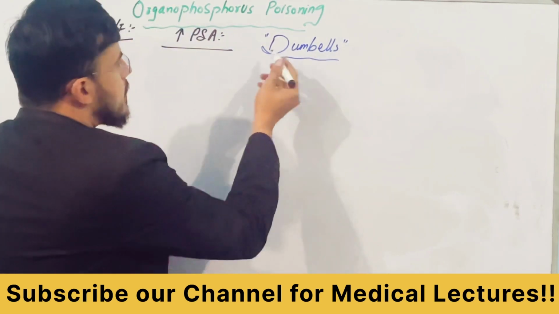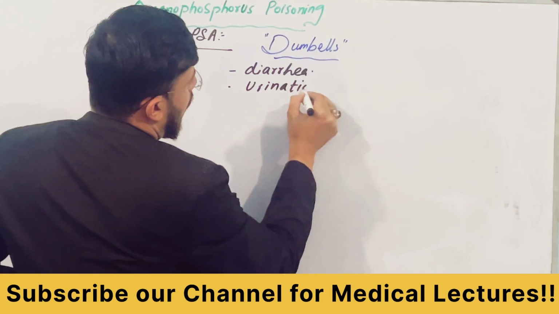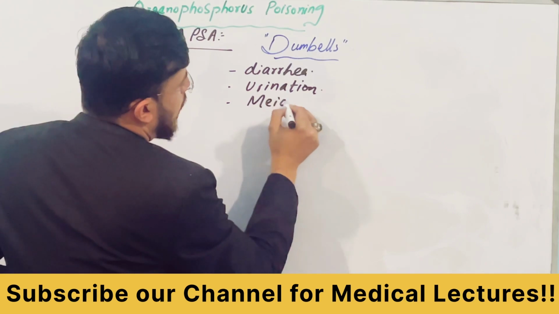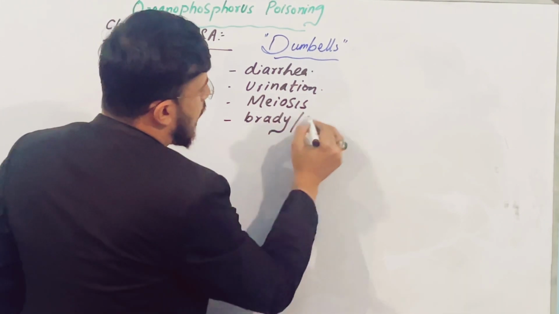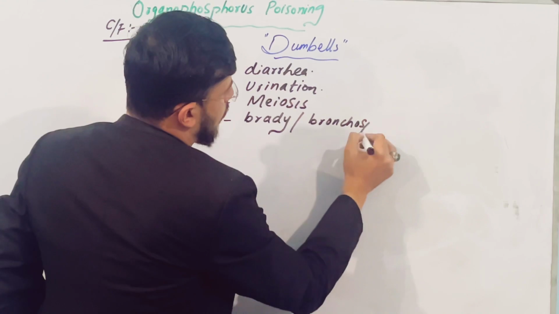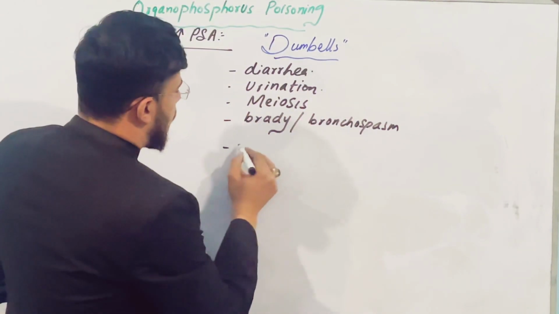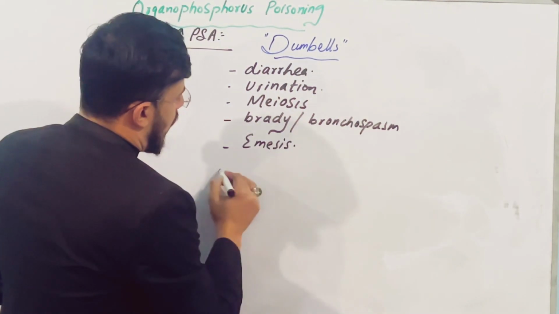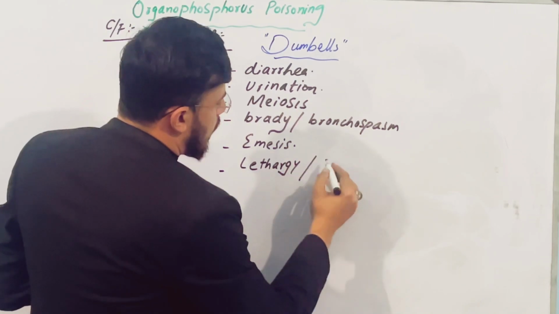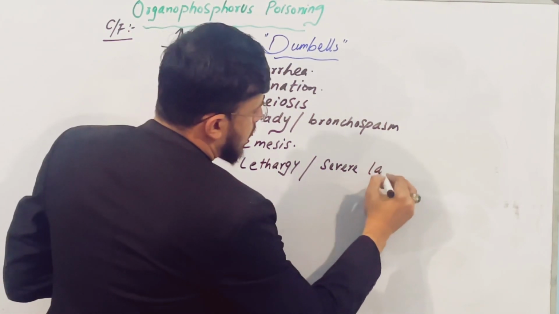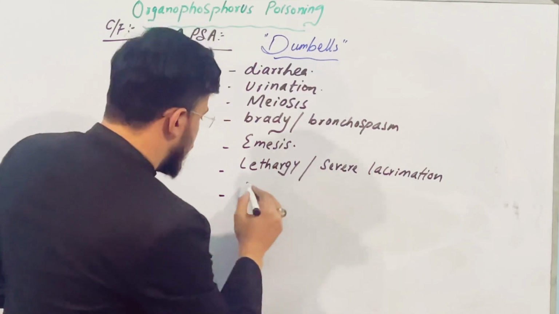D stands for diarrhea and U stands for urination, M stands for miosis, B stands for bradycardia and bronchospasm, E stands for emesis, L stands for lethargy or severe lacrimation, while S stands for salivation.